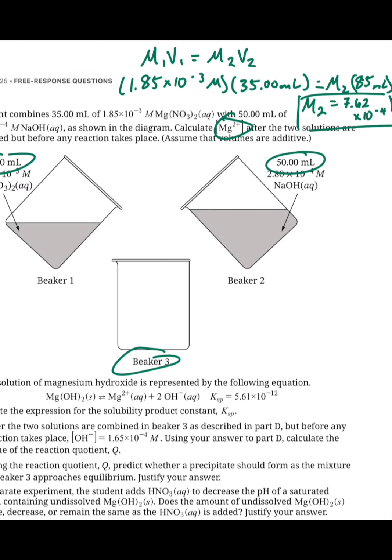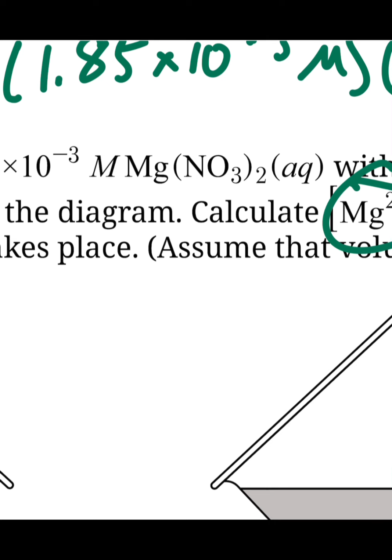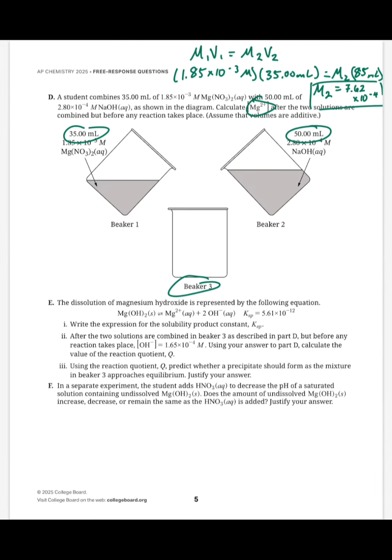Because when magnesium nitrate dissolves, it's just a 1 mole ratio between the magnesium nitrate and the magnesium ions. So we don't have to multiply by any coefficient here. It's just going to be a 1-to-1 ratio. So that's going to be your answer for part D.